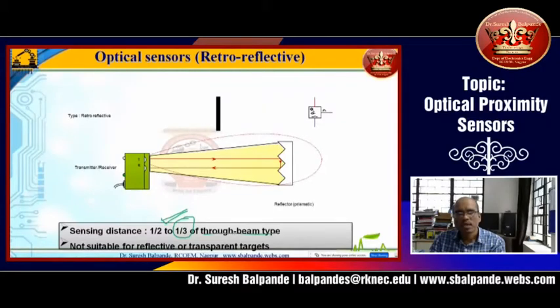Again, the same thing, it is not suitable for reflective or transparent targets, because there would not be any light interference, and in such cases this optical sensor could fail to detect that particular object.